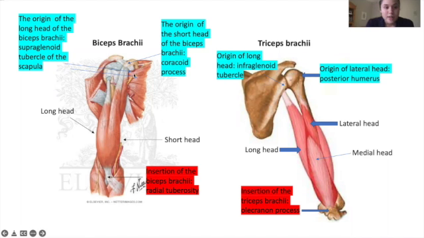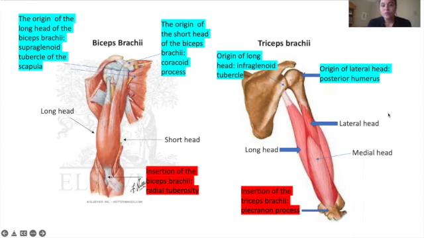Okay. The origin of the short head of the biceps brachii is the coracoid process. You see that little process right there. And the insertion of the biceps brachii is at the radial tuberosity in this area.